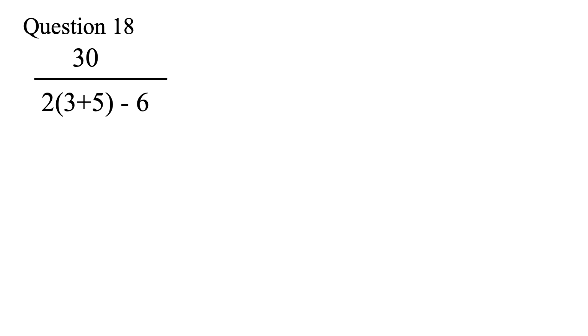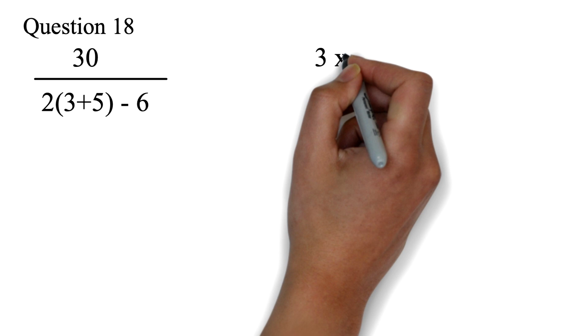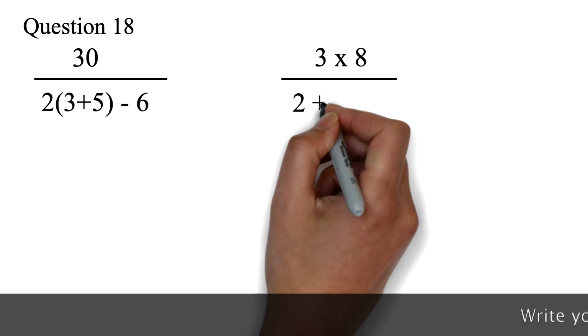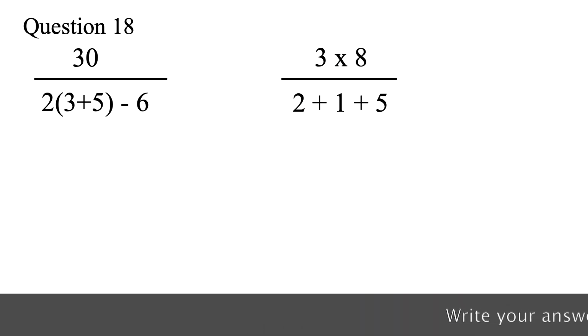Let me give you a clue on how to solve it. When you have an operation or multiple operations in the numerator or denominator, you'll have to work on it like it actually has parenthesis, although it is not written. So if you have 3 times 8 over 2 plus 1 plus 5, this will be worked out as if it has parenthesis.